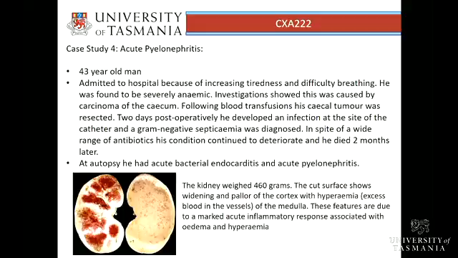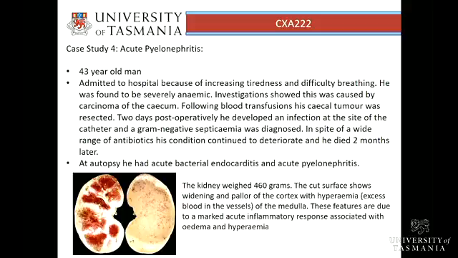We're looking at acute to begin with. So we've got a 43-year-old man. He was admitted to hospital. He was tired. Oh, sounds like me. Difficulty breathing. He was severely anemic. Maybe this is where we part ways. So he had a carcinoma of the cecum, so he already wasn't doing too well. He had a blood transfusion. The cecal tumour was resected, and then 2 days post-operative, he developed an infection at the site of the catheter. It was a gram-negative, and in spite of a wide range of antibiotics, his condition deteriorated and he died 2 months later.